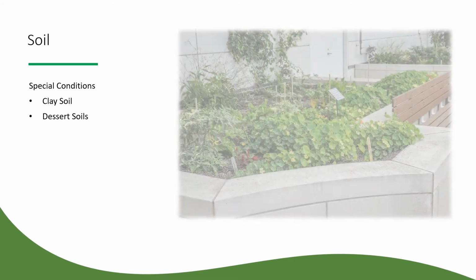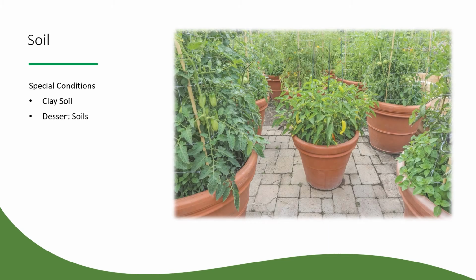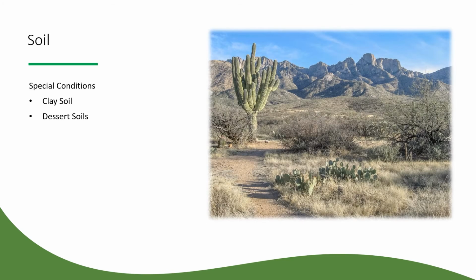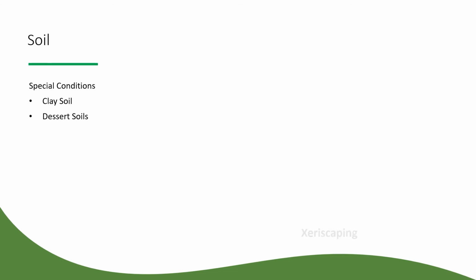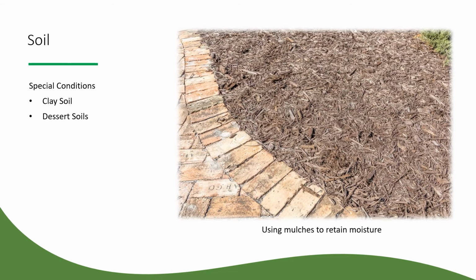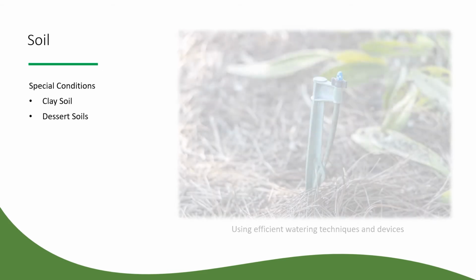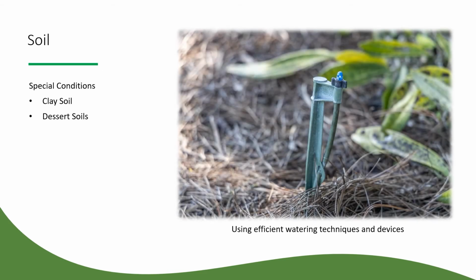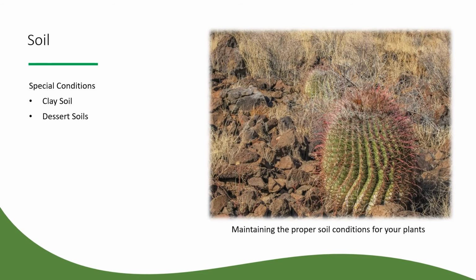good drainage. Raised beds or container planting is recommended, although one of the best remedies is to plant things that are well suited for these conditions. This simple practice involves a type of gardening called xeriscaping. Basically, it involves using plants suited to your environment, using mulches to retain moisture, using efficient watering techniques and devices, and maintaining the proper soil conditions for your plants.